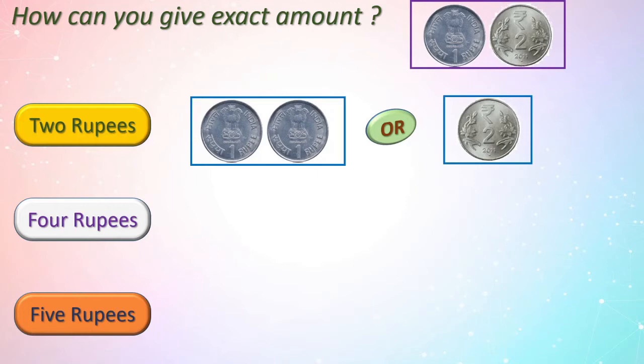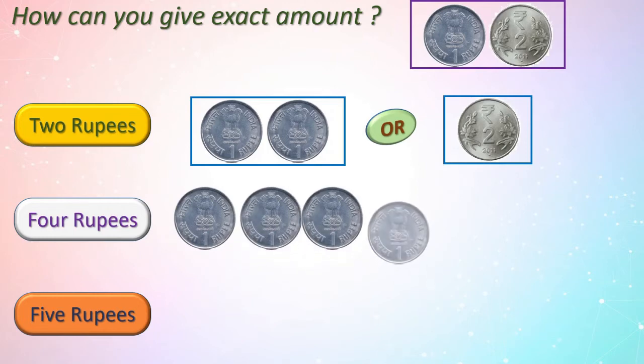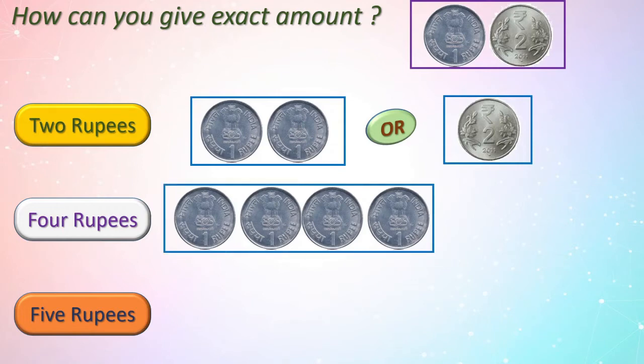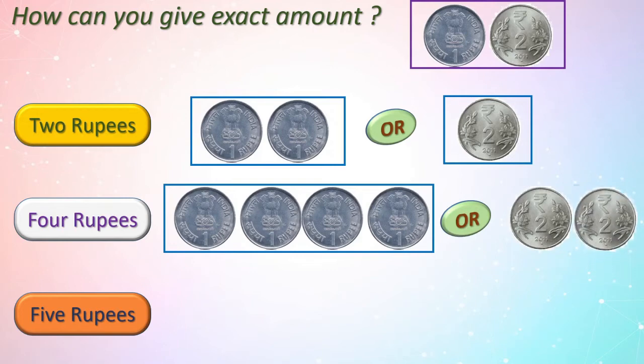Isn't it? Okay. Then if you want to give 4 rupees to the shopkeeper, how will you give? You have 1 rupee coins and 2 rupee coins. Yes, very nice. You will give four 1 rupee coins, that make 4 rupees. Isn't it? Or you give two 2 rupee coins, that also makes 4 rupees. Right?